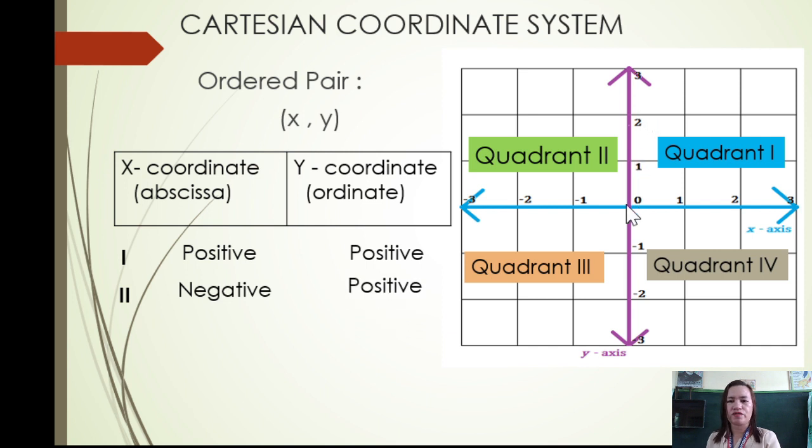That's quadrant 2. For quadrant 3, the x value is negative and the y value is also negative. For quadrant 4, the x value is positive and the y value is negative.